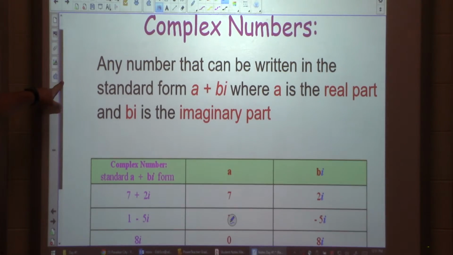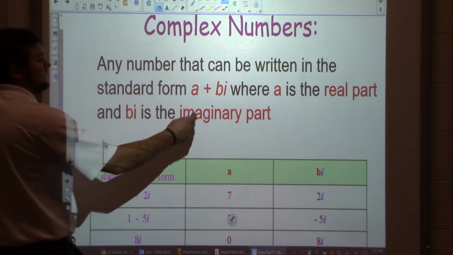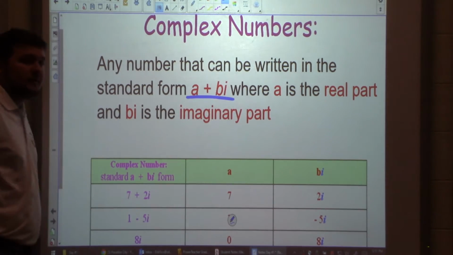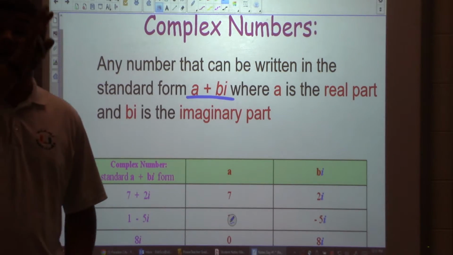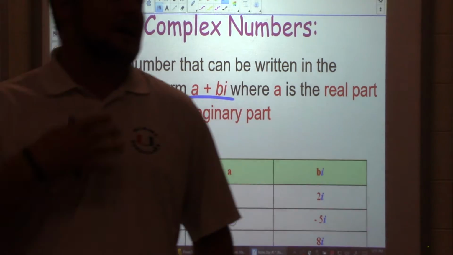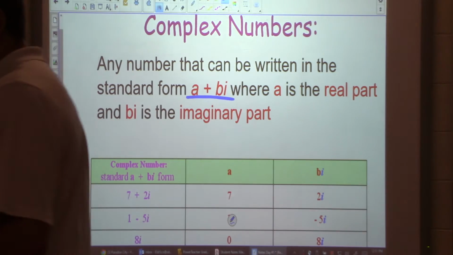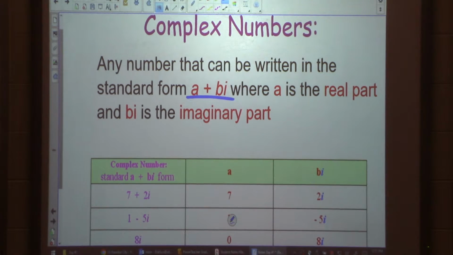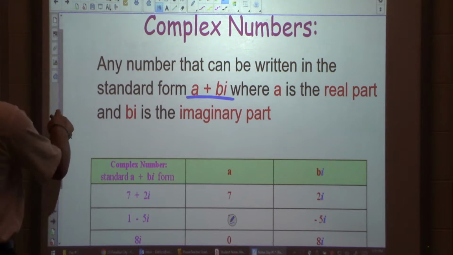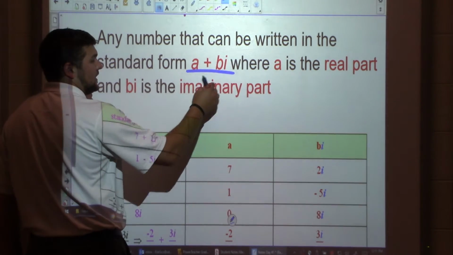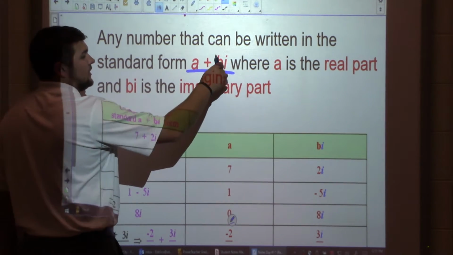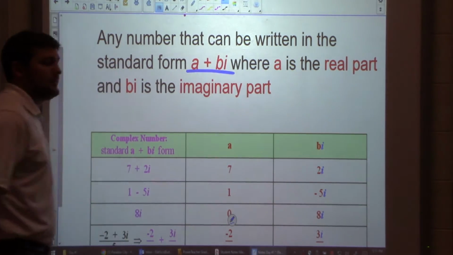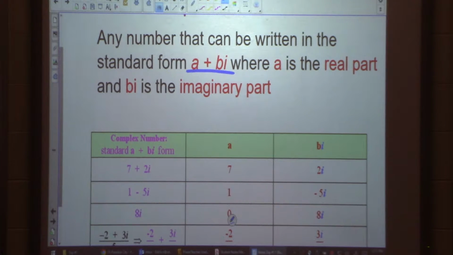Complex numbers. Any complex number can be written in the standard form a plus bi. We were just talking about what an imaginary number was. Now we're talking about complex numbers. Complex numbers have a real part and an imaginary part. The first part is going to be your real part, plus bi, which is going to be our imaginary part. So a complex number has 2 parts, a real and an imaginary.